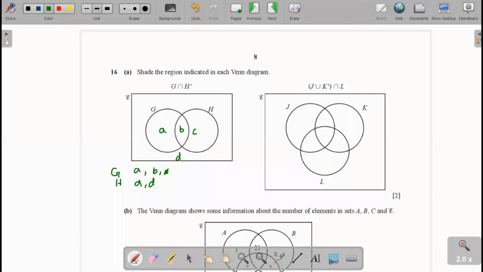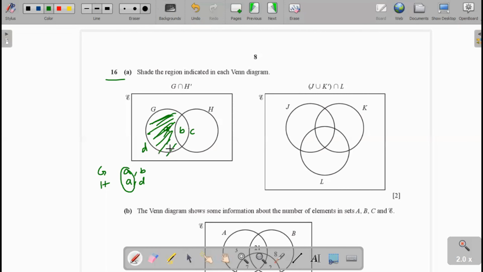Now the next question. Question 16. Shade the region indicated in each Venn diagram: G intersection H dash. Firstly, we divide this diagram into regions. Now these are the regions A, B, C, and D. We name them, and region G has A and B, and H dash has A and D. Now, when we take the intersection, we see the intersection is only A, and we shade this region.